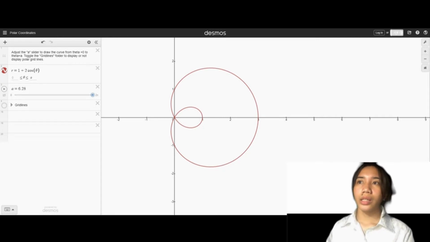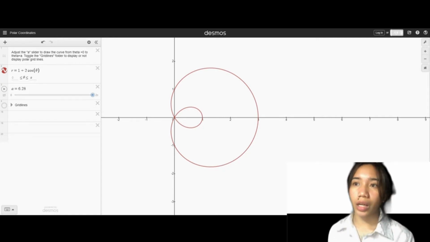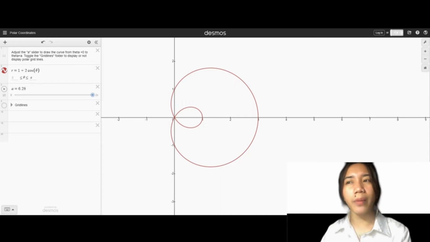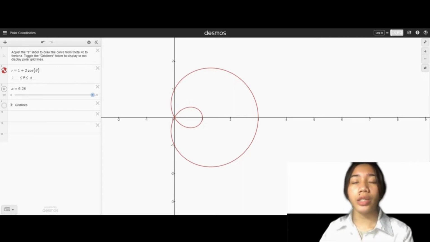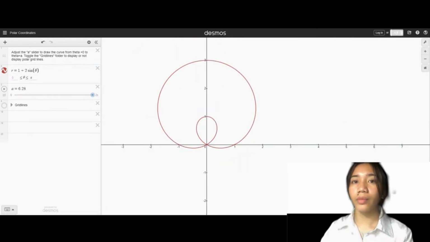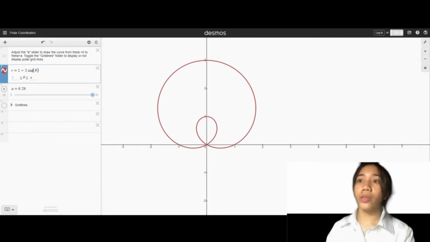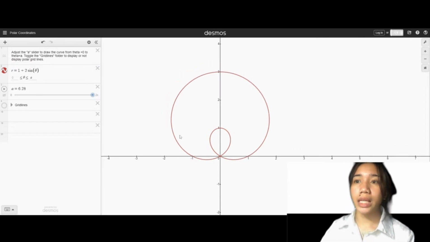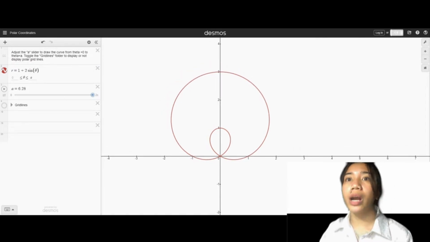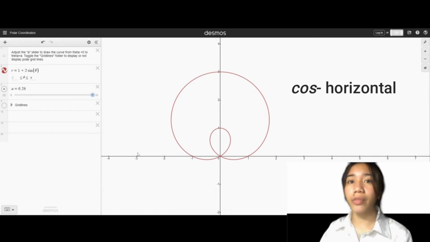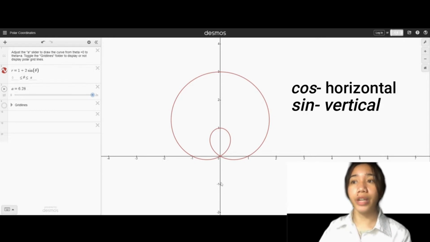Okay, so now we have observed the changes of the curve or the pattern for the value of a and the value of b. This time, we will change cosine into sine. So what will happen if we change our equation from cosine into sine? We can see that the graph or the curve is congruent compared to cosine earlier. So the only difference between them is their position. If we have cosine in our equation, our graph is horizontal. But if we have sine in our equation, our graph will become vertical.